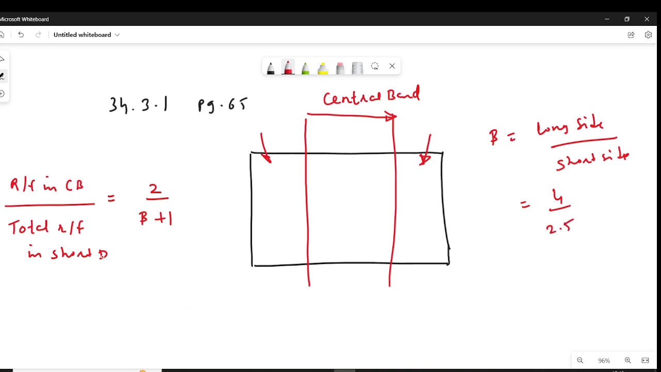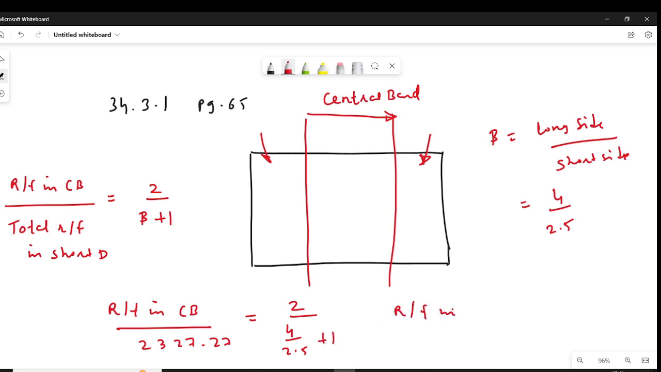So we know the total reinforcement in the y direction. We have to determine the reinforcement in the central band, divided by total reinforcement in the y direction, already we have calculated 2327.27, equal to 2 divided by 4 divided by 2.5 plus 1. Reinforcement in the central band equal to 1790.20. And these are called the edge bands.